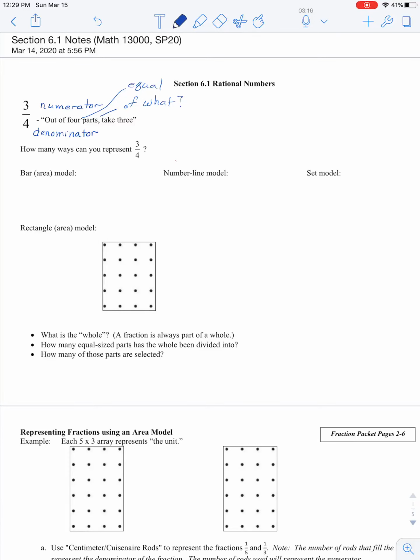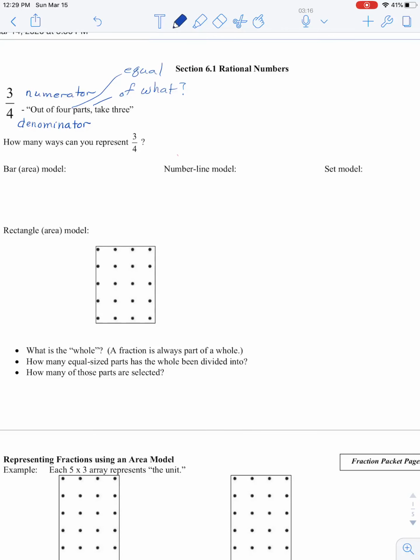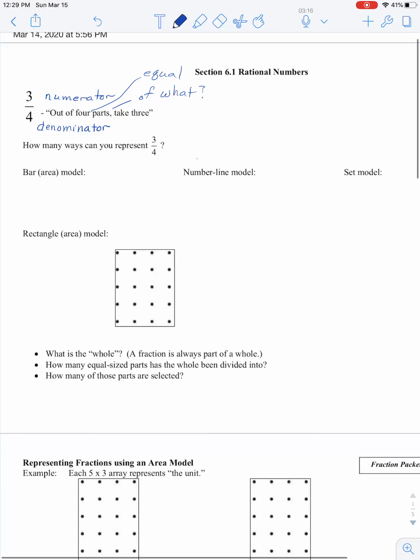There are 3 main models that we use. We use the area model, a number line model, and a set model. The area model can take different forms. One of the most popular ones is a bar model.